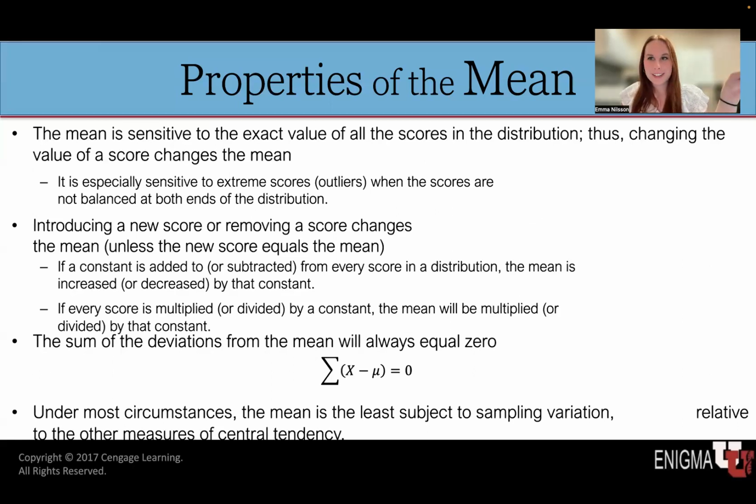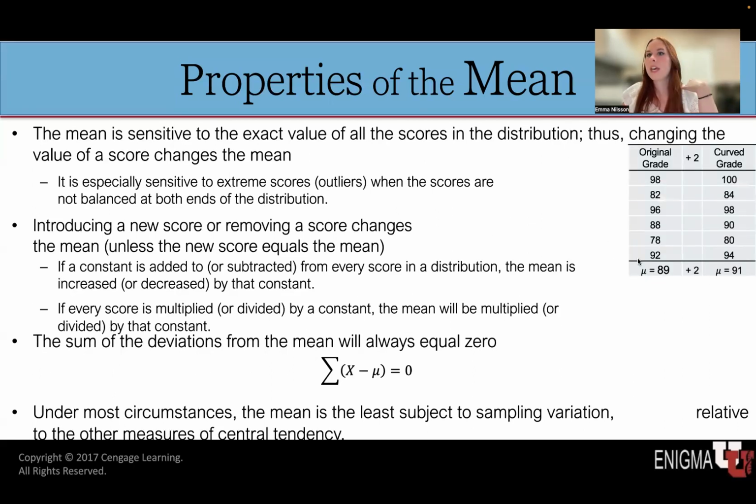But an interesting facet of this is if you add or subtract a constant to every score in the distribution, the mean is going to change by that constant. So here's an example. If we take this distribution, these original grades, and we add 2 to every single one of them to get this distribution now, these curved grades, we can see that our mean, which was originally 89, we're going to do the same thing, just add 2, and our new mean is 91.